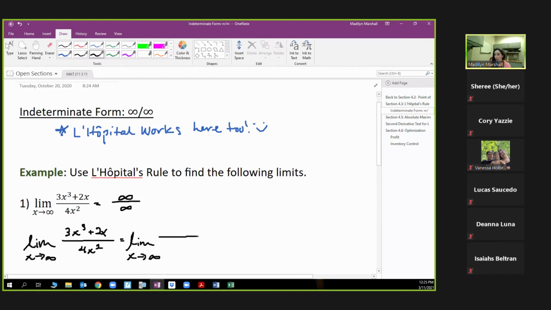So we do exactly the same thing. Even though it's a different indeterminate form, L'Hopital's rule works exactly as it did before. So we'll do the derivative of the top, so 9x squared plus 2. And the derivative of the bottom, 8x.